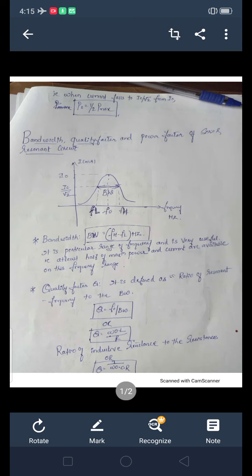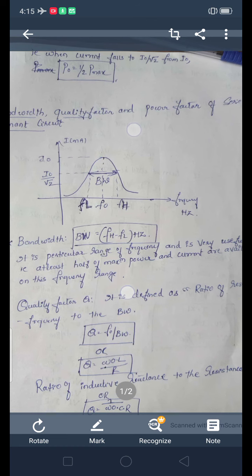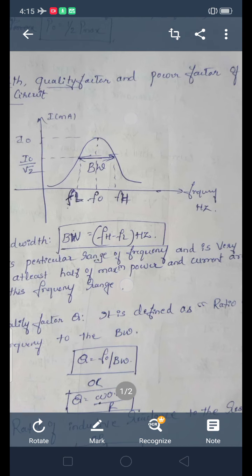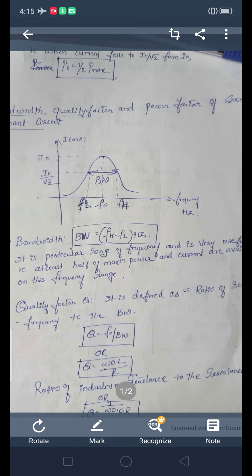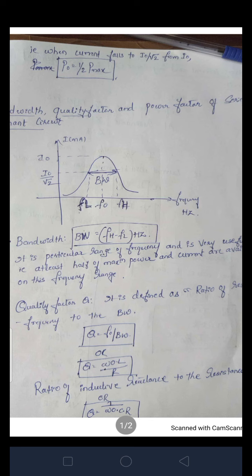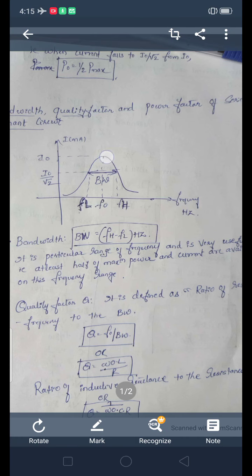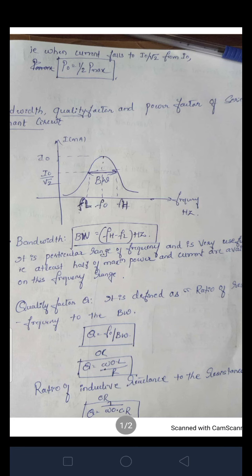Students, in this video we are seeing the bandwidth. What do we mean by bandwidth and quality factor in case of series resonant circuit? Before that, what we have done in the previous video is F0 is the resonant frequency at which I0 is the maximum current what we are getting.